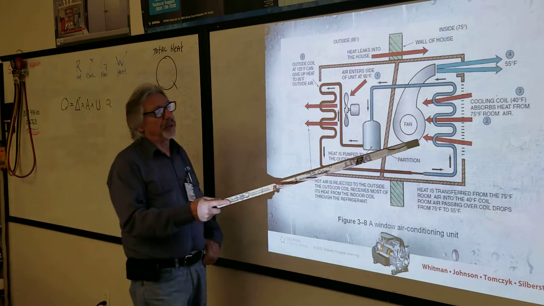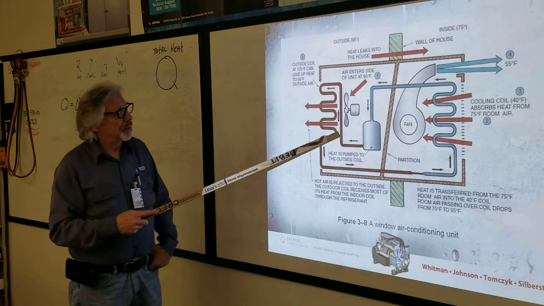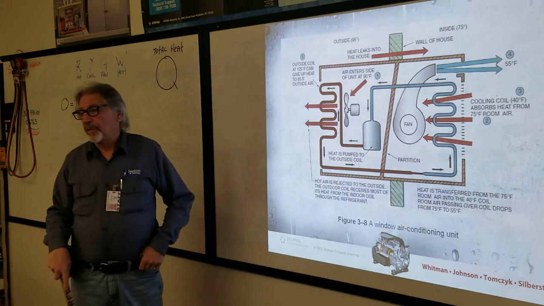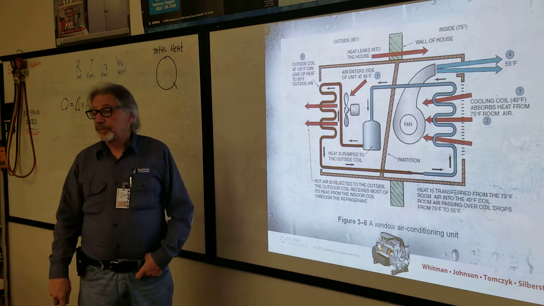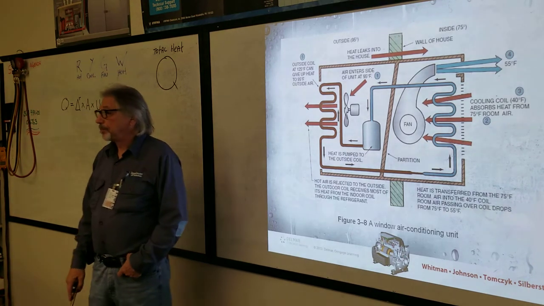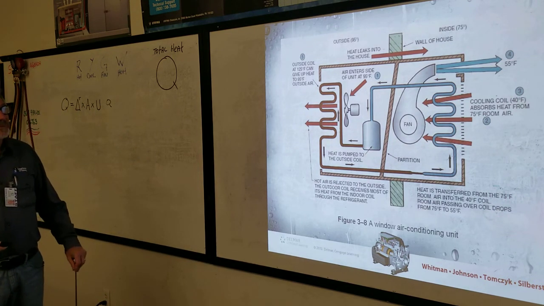Okay, so the heat actually gets absorbed into the refrigerant. The refrigerant moves around the system and gets to the condenser coil, and it rejects the heat from the refrigeration system. Okay? You getting that? You'll get it, don't worry about it. You'll see this enough.